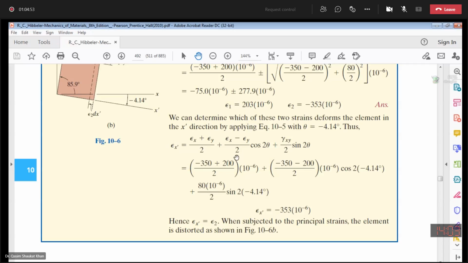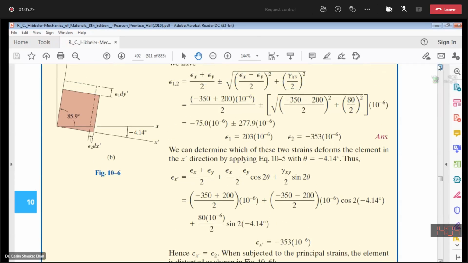So theta p1 will be 85.9 and theta p2 will be minus 4.1, and epsilon 1 will be 203 microstrains, epsilon 2 will be minus 353 microstrains. If you have calculated the exact values, epsilon 1 is 202.8 microstrains and epsilon 2 is minus 352.8 microstrains. Next question, please.